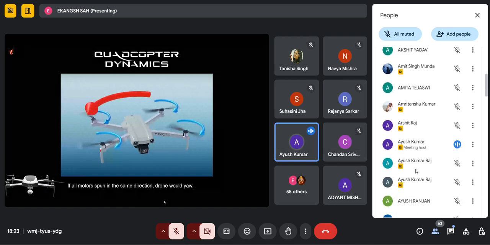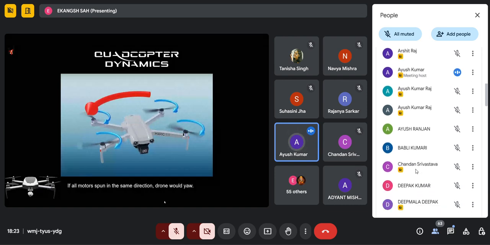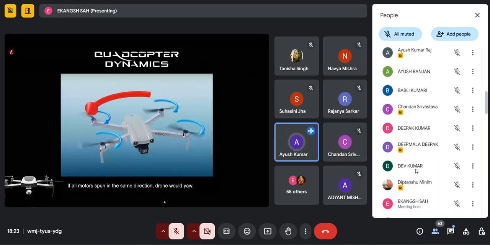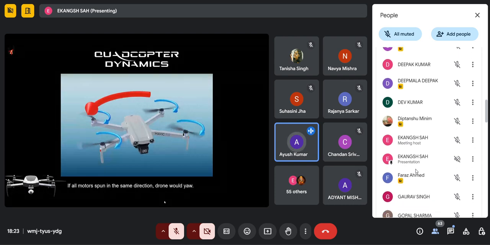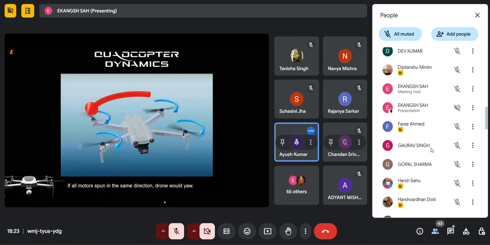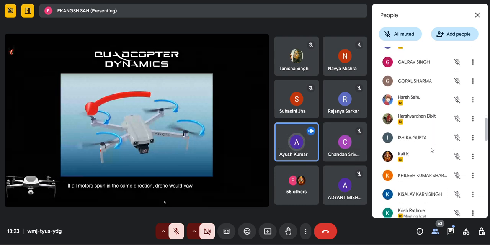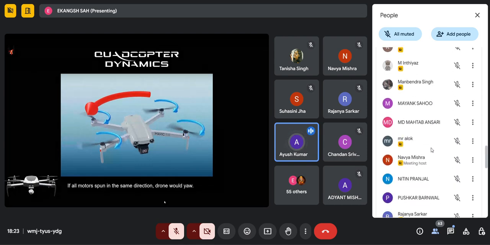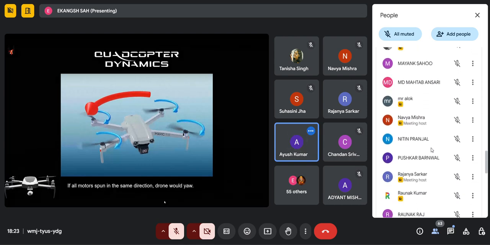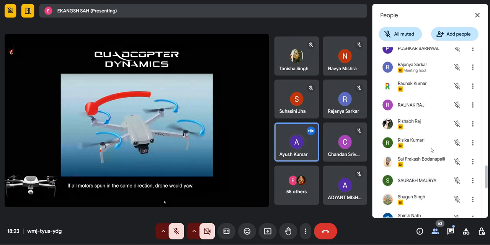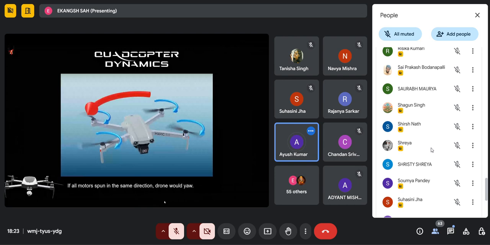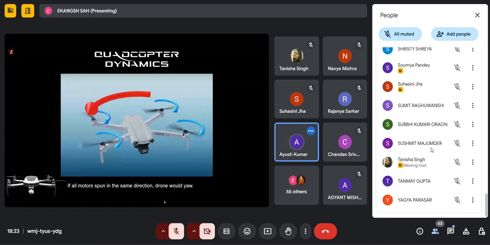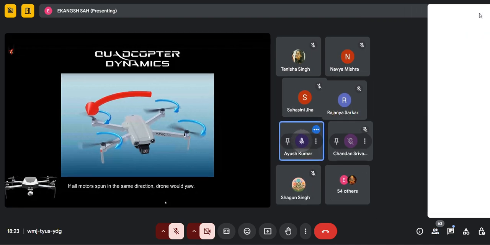Then to the frame of the quadcopter is attached the stator part. So according to Newton's third law, the rotor is rotating in the clockwise direction, so the force on the quadcopter will be in the anti-clockwise direction. So anti-clockwise torque is generated and it spins in the anti-clockwise direction. This is yaw motion.